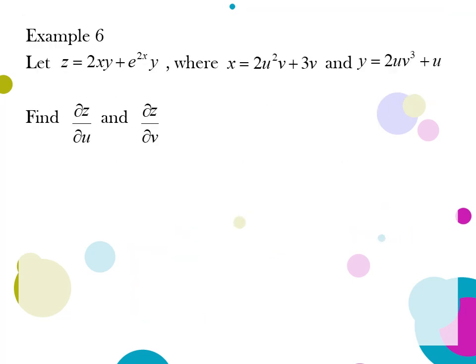Let us look at this example. Okay, this is what I mentioned before. I explained before in the first slide, where you have a function z. Z is depending on two variables, x and y, while at the same time, your x and your y are also a function with respect to u and v.